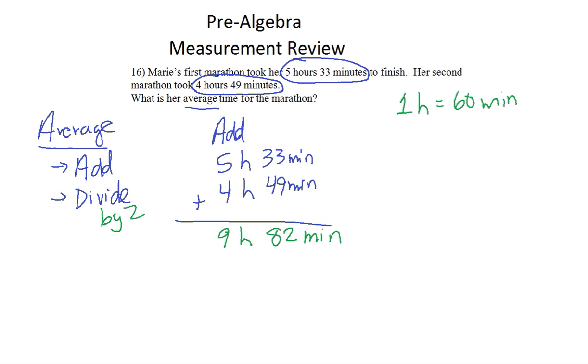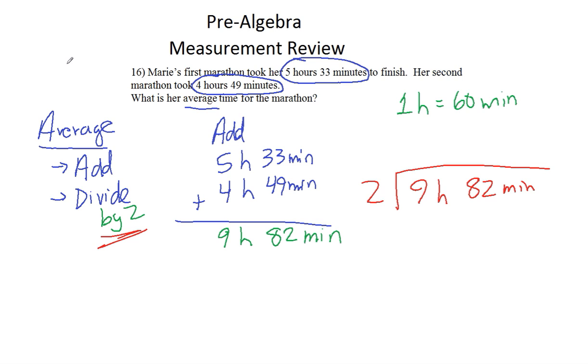But now I'm going to move on to the division. So there's, remember, 2 numbers. We're dividing by 2, we said. So I'm going to take 9 hours, 82 minutes, and I'm going to divide that by 2. That's the second part of finding the average. Divide by how many numbers you had. We had 2 times. 5 hours, 33 minutes was one time. 4 hours, 49 minutes was the second time. So we're dividing by 2.